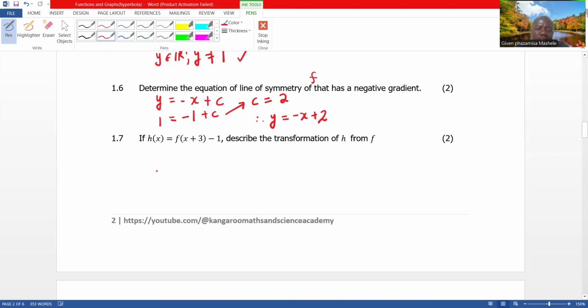Right, moving on to 1.6, it says if h of x equals f of x plus 3 minus 1, describe the transformation of h from f. It means we have to describe what will happen from the equation of f, which is the hyperbola, to h. Obviously, this graph is going to shift. The graph will shift 3 units to the left and 1 unit downwards.